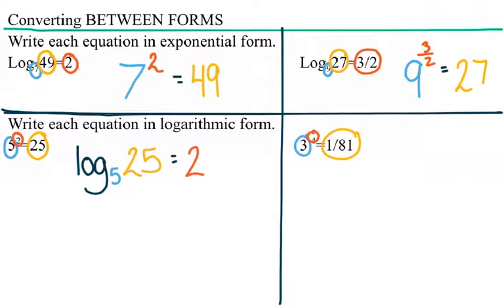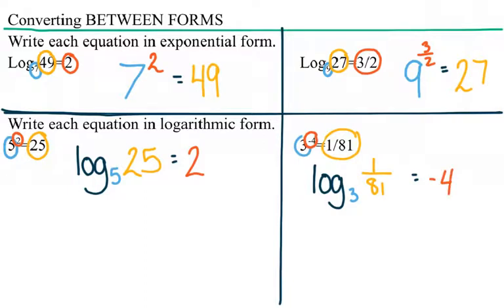Same thing with the next one. You have to write the word log. The base of the exponent becomes the base of the log. The number by itself is what you take the log of. And then the exponent, and that was a -4, I kind of wrote over it, sorry, becomes your answer.